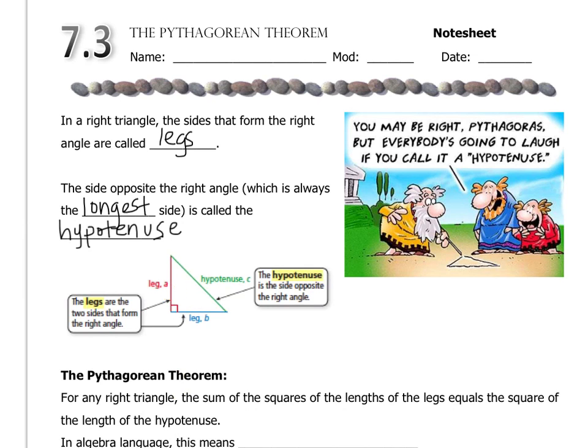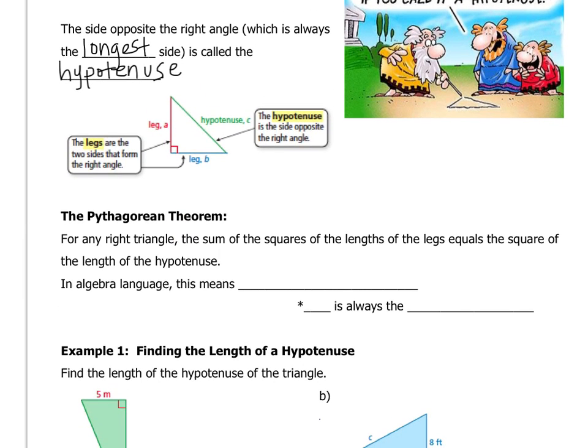Now here's what he said in words. For any right triangle, the sum of the squares of the lengths of the legs equals the square of the length of the hypotenuse. Now, you know that as a squared plus b squared equals c squared, where c is always the hypotenuse.